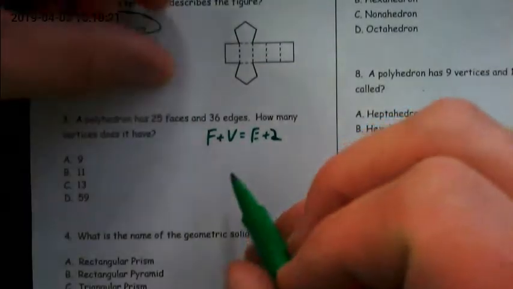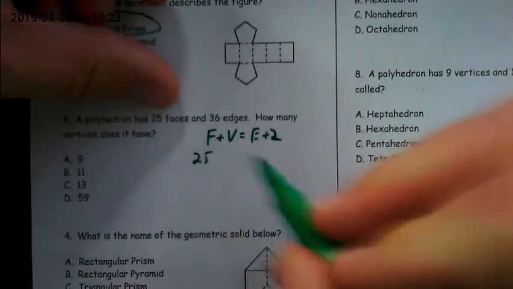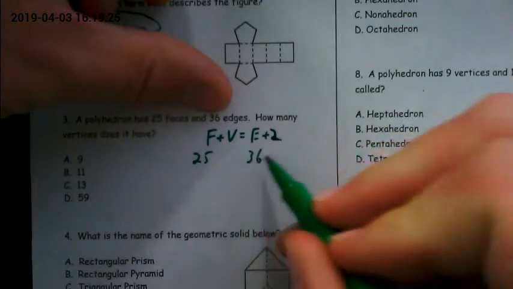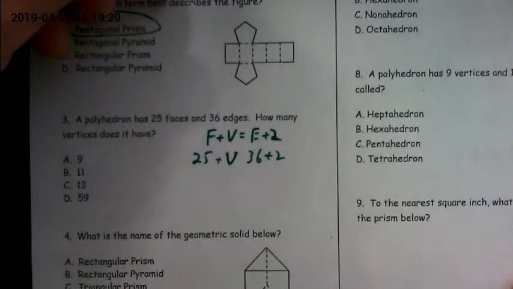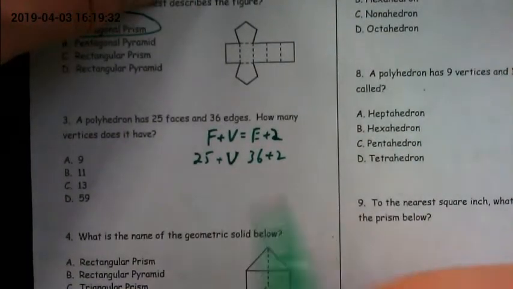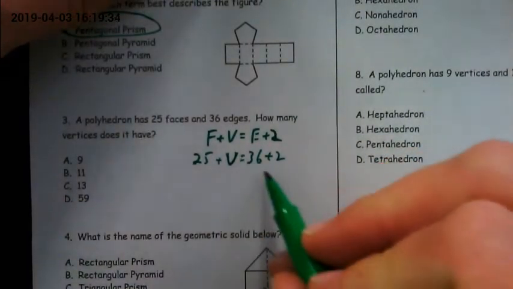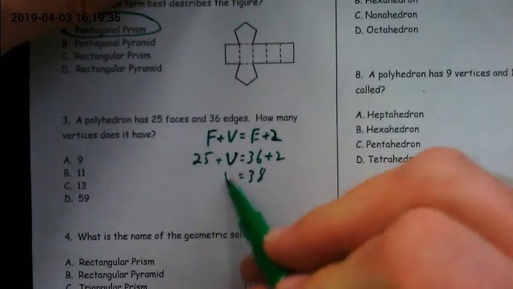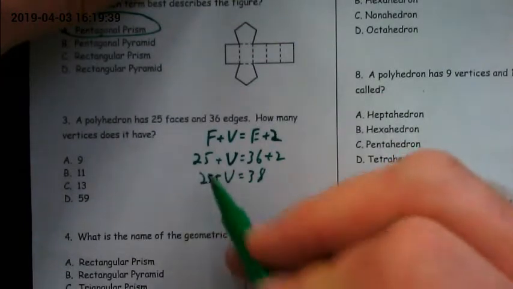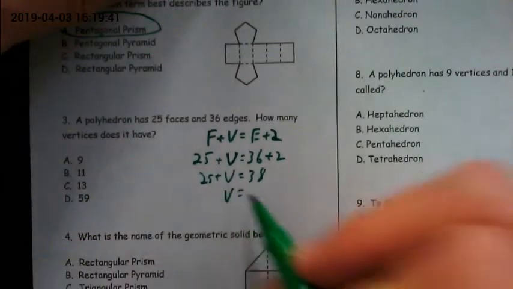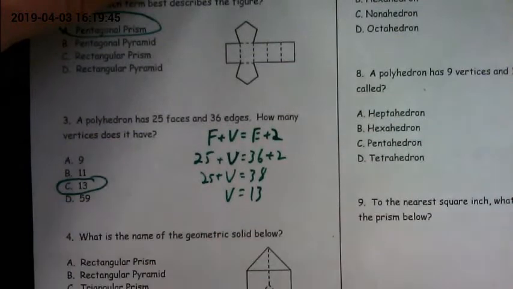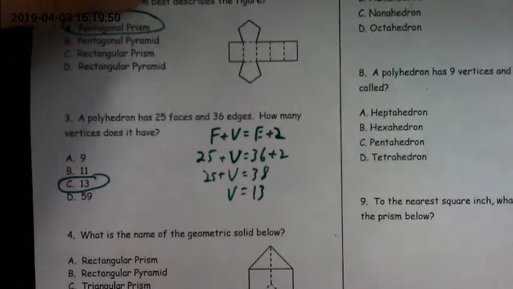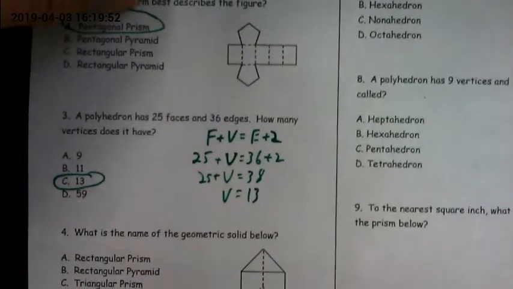So faces, they gave us faces. That's 25. They gave us edges. That's 36. We're looking for vertices. And we don't have to plug anything in for 2, so it's just 2. On here, simplify. This is now 38. This side, we still have the 25. Subtract off the 25, and you're left with 13. So our answer is we have 13 vertices. All right. Good so far? You could have something like that on the test.